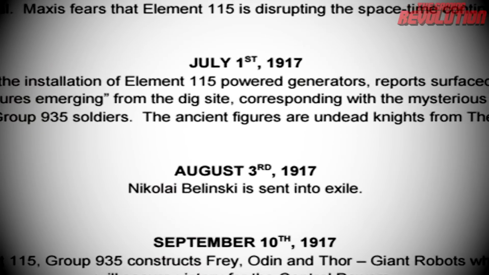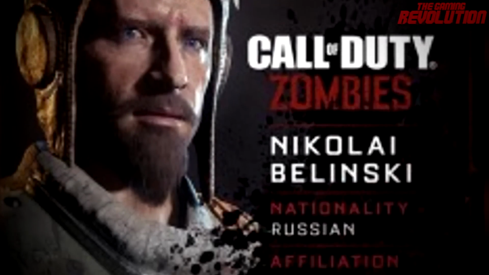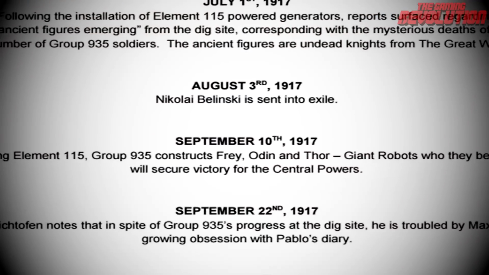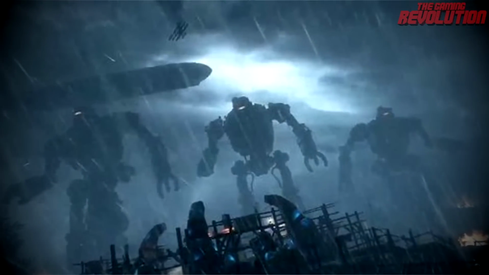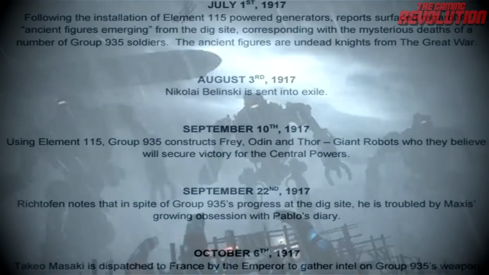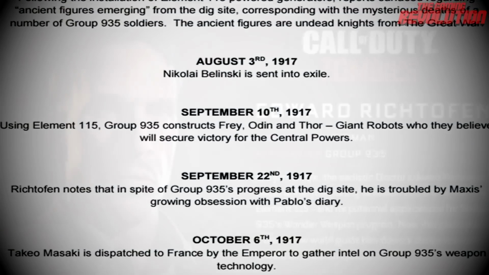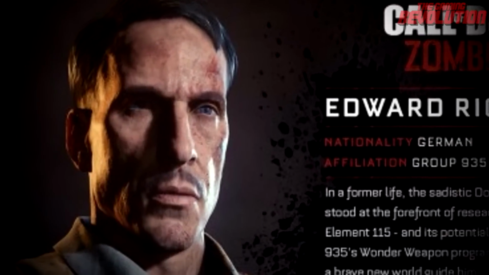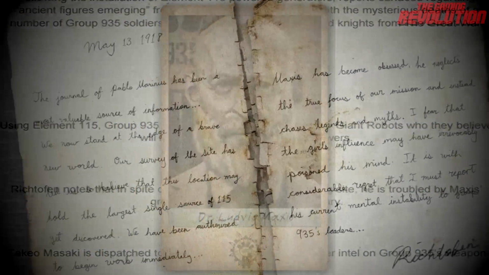On August the 3rd, 1917, Nikolai Belinsky is sent into exile. On September the 10th, 1917, using Element 115, Group 935 constructs Frey, Odin, and Thor, giant robots who they believe will secure victory for the Central Powers. On September the 22nd, 1917, Richtofen notes that in spite of Group 935's progress at the dig site, he is troubled by Maxis' growing obsession with Pablo's diary.